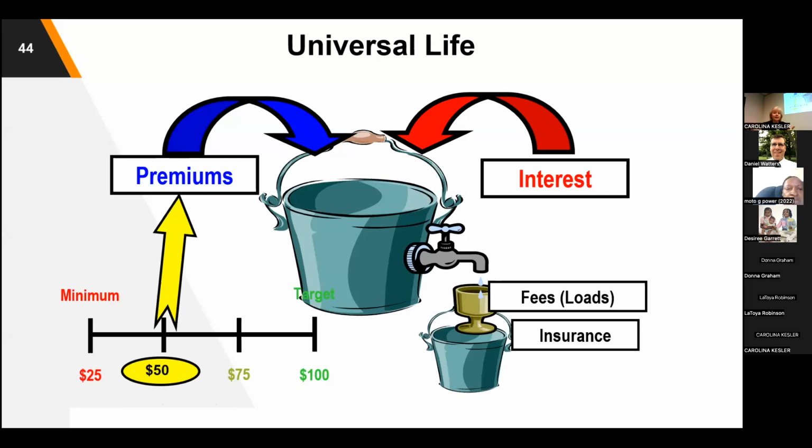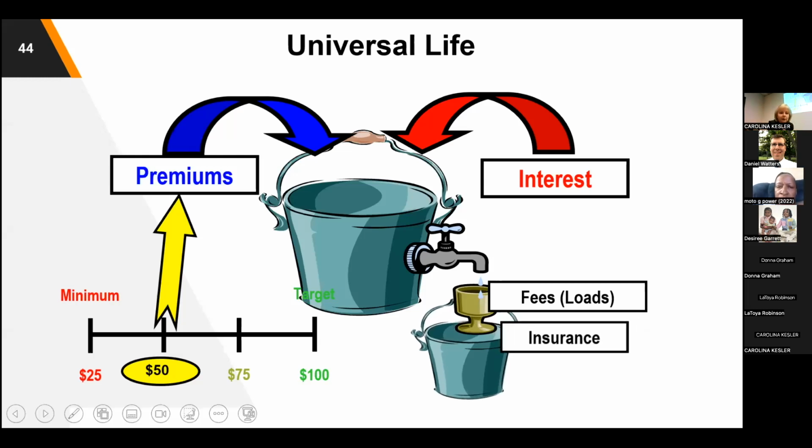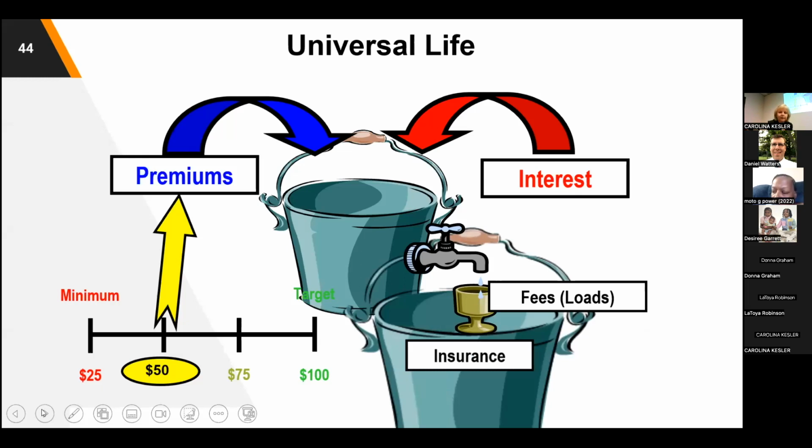So what happens at the end of the policy, at the end of your life? How much is going to be in your bucket compared to how much is in the company's bucket, right? Whose bucket looks bigger now?